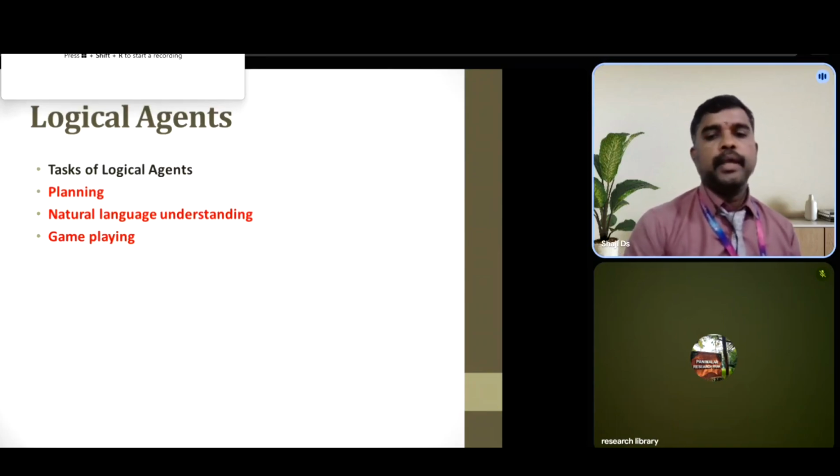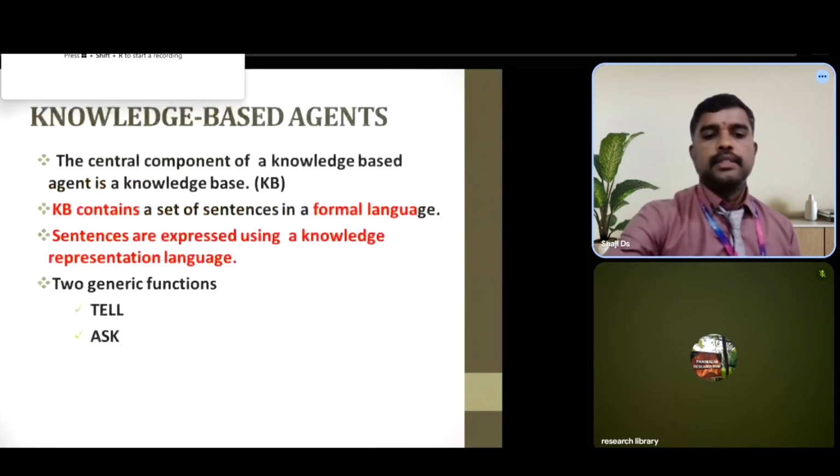There are three main components of logic. One is syntax, the second one is semantics, and the third one is logical inference. So the three main components are syntax, semantics, and logical inference. First one, the syntax.